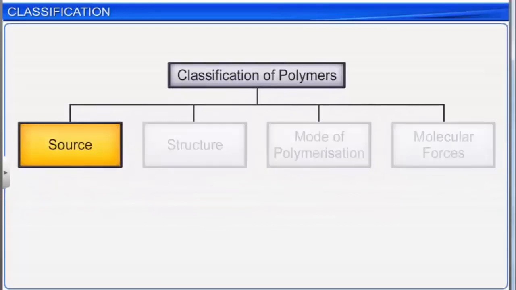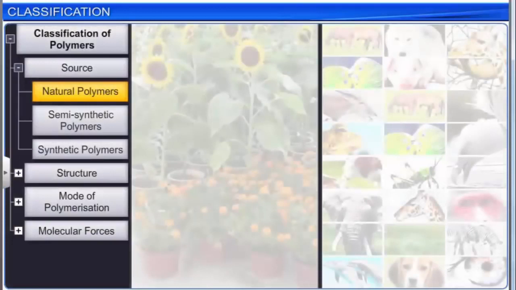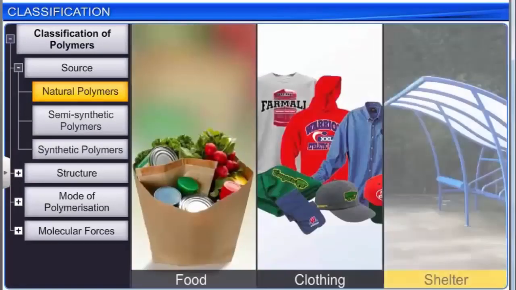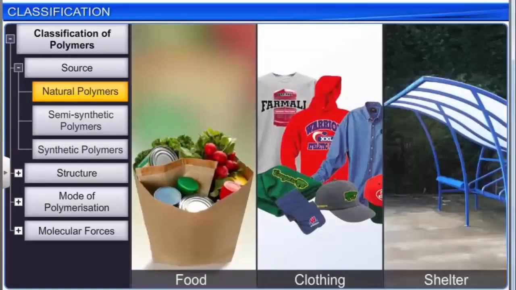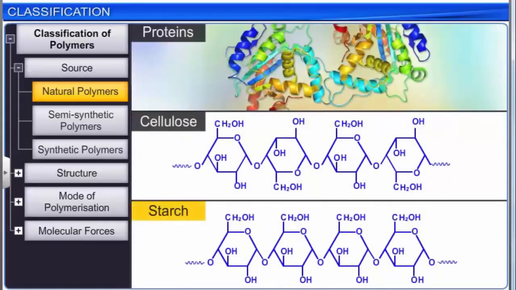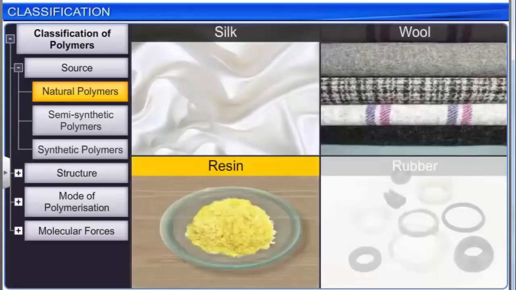Depending upon the source from which they are obtained, polymers are categorized into 3 types: natural polymers, semi-synthetic polymers, and synthetic polymers. Natural polymers are found in plants and animals. They provide much of our food, clothing, and shelter. Examples are proteins, cellulose, starch, silk, wool, resin, and rubber.